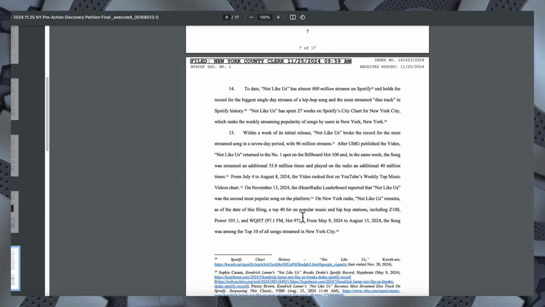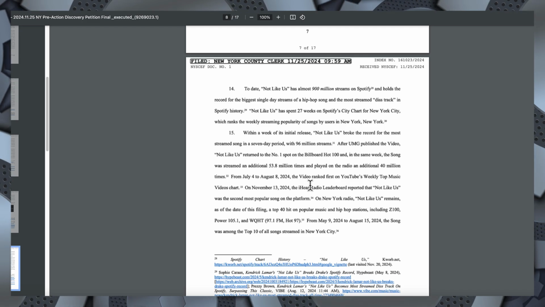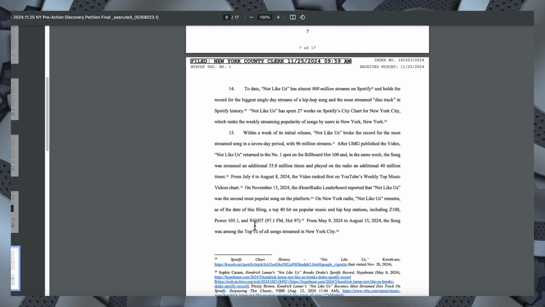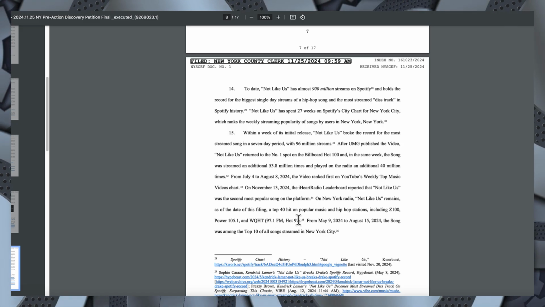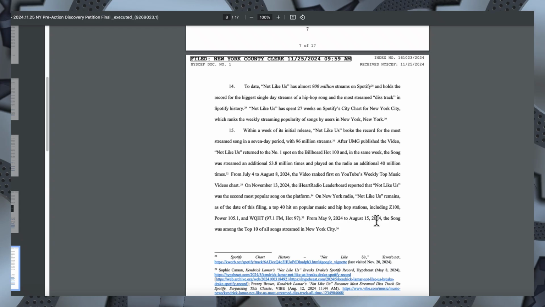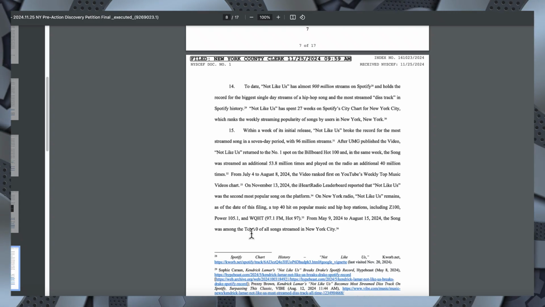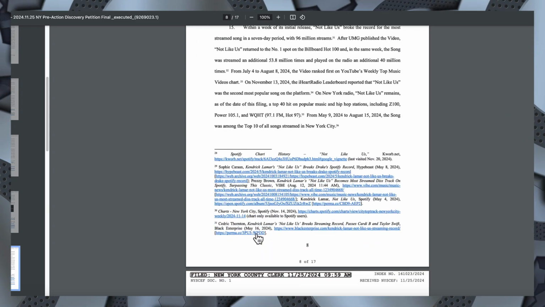on popular music and hip-hop stations, including Z100, Power 105.1, and WQHT 97.1 FM Hot 97. From May 9, 2024 to August 15, 2024, the song was among the top 10 of all songs streamed in New York City.